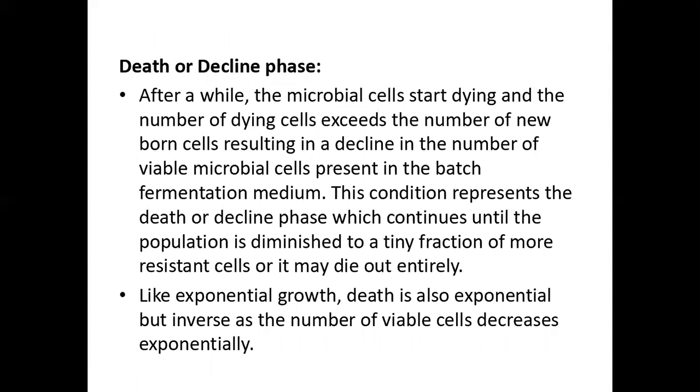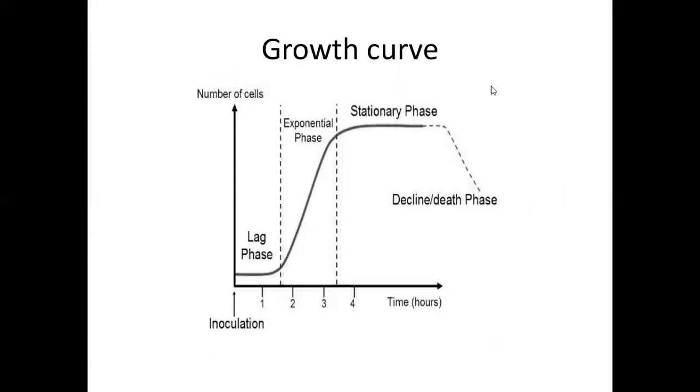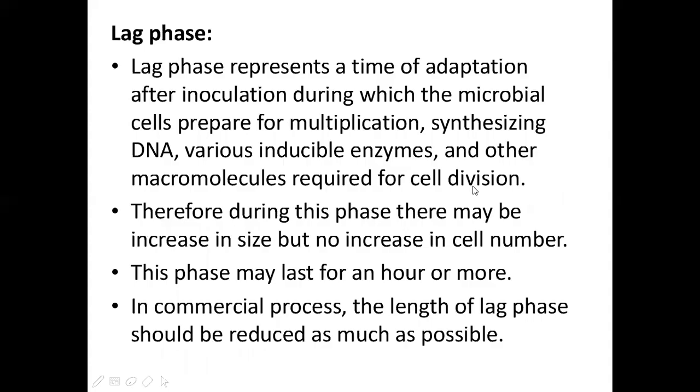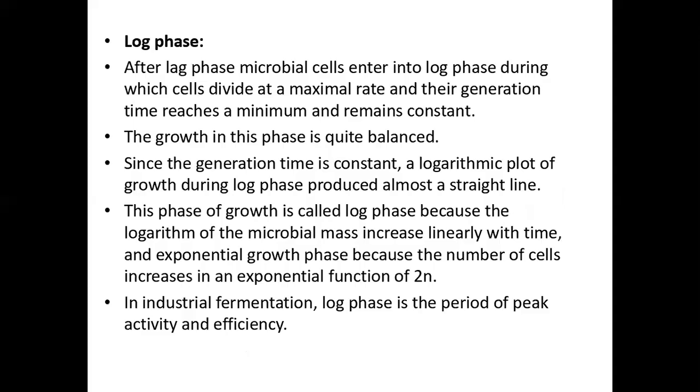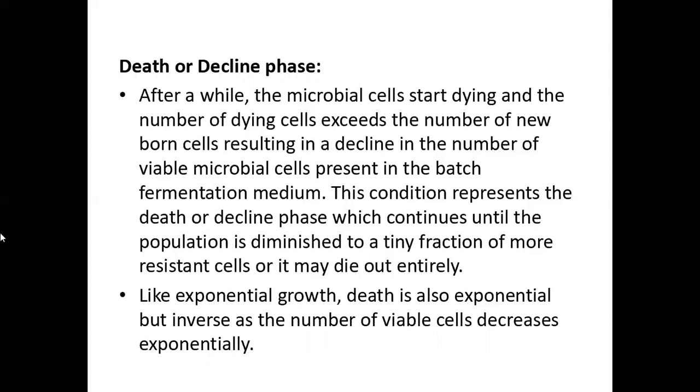Okay, so death phase means the graph will come down. Okay, the graph is coming down. Why is the graph, or the number of cells, coming down? Because the cells have started dying. That is why the number of cells, or viable cells, is decreasing. That is why the graph is coming down.